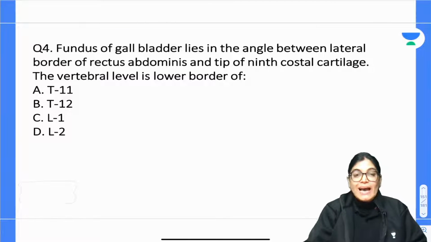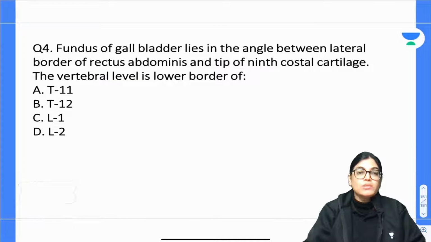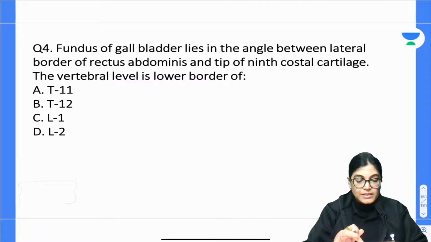Fundus of gallbladder lies in an angle between the lateral border of the rectus abdominis muscle and the level of the tip of the 9th costal cartilage. The vertebral level is the lower border of T11, T12, L1 or L2. According to you, which is the correct answer, my dear aspirants? Please mark the correct answer. Your time starts now.